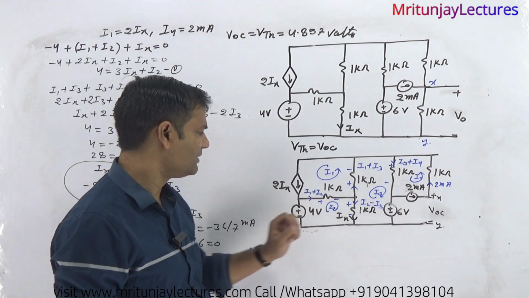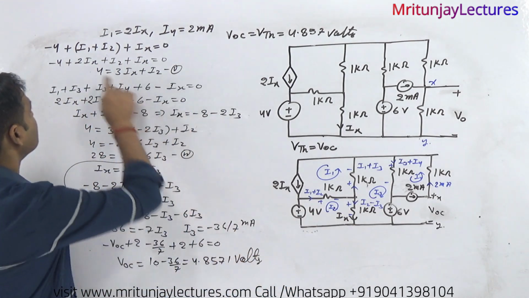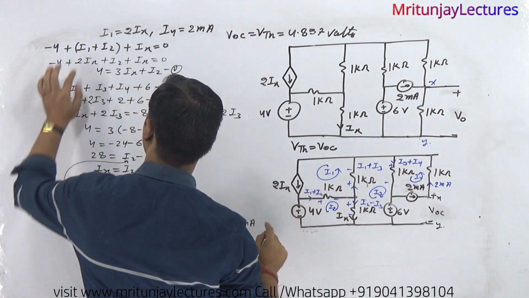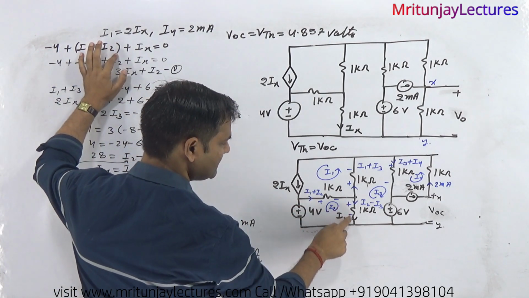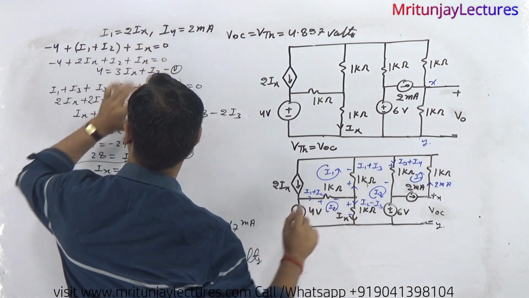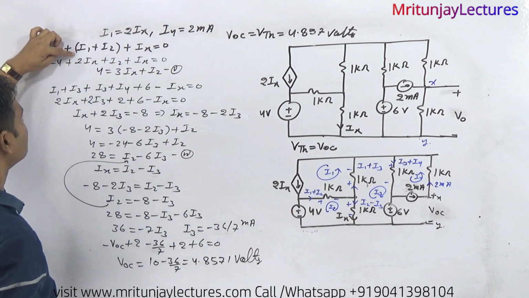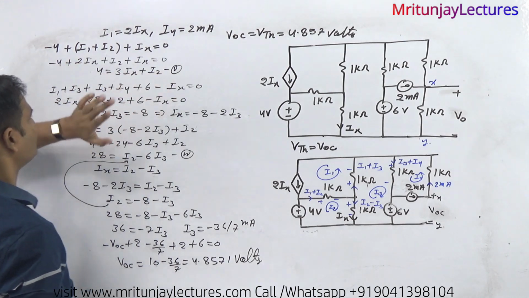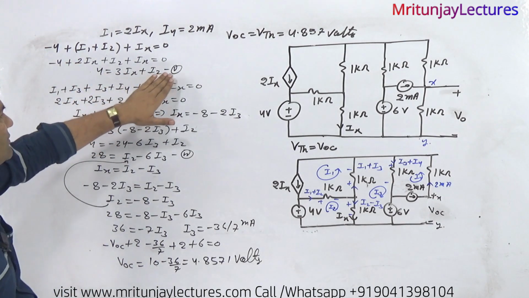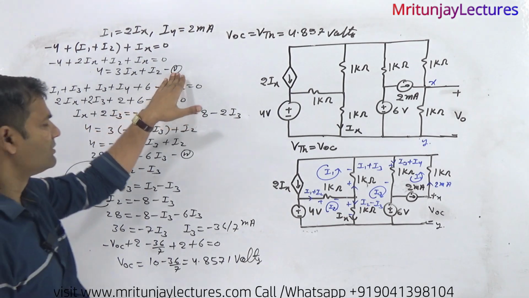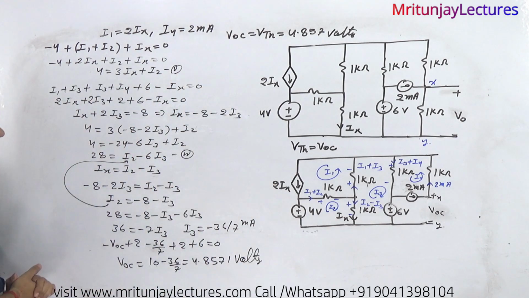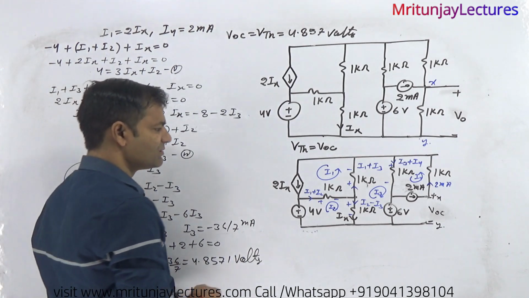So if you apply KVL here, -2 plus -4 plus I1 plus I2 plus Ix will be equal to 0. I1 is 2Ix, put it here, then determine 4; this will be equal to 4 plus 4, this will be 3Ix plus I2, and this is equation number 1. Next target, apply KVL in this loop.